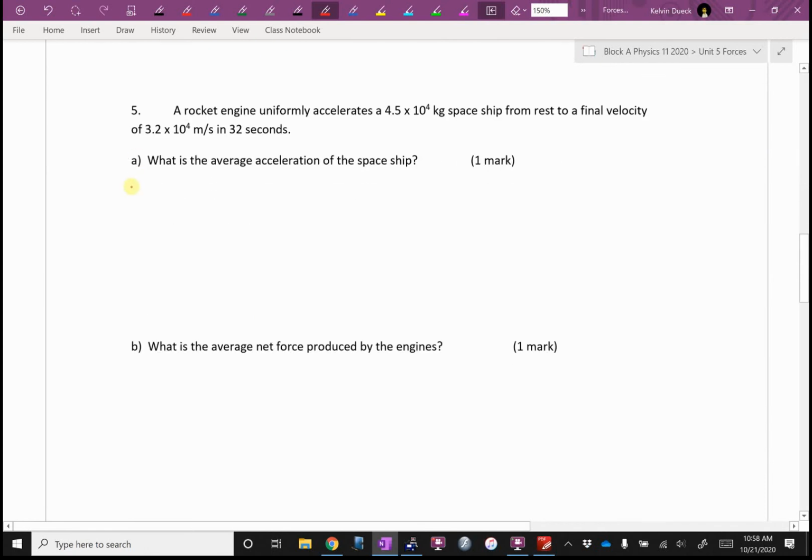Number 5, they want the average acceleration. I really quickly noticed I saw time and I saw speeds. I said, I'm going to use my DFIC approach where it looks like we have from rest. It looks like VF equals 3.2 times 10 to the 4th, T equals 32. I know they give me a mass. I don't think I need the mass to do this part.